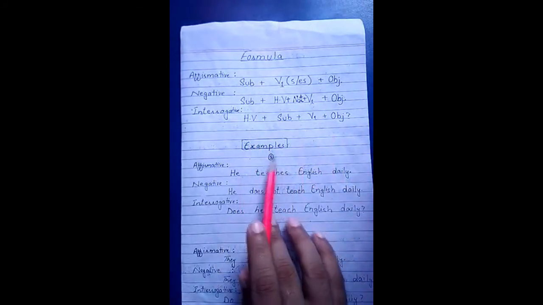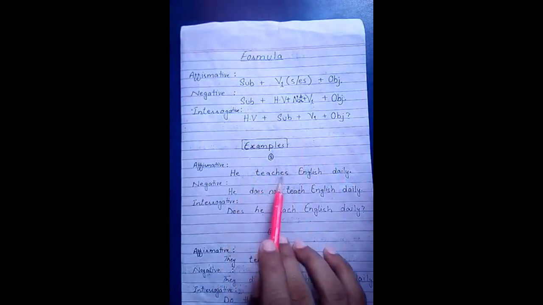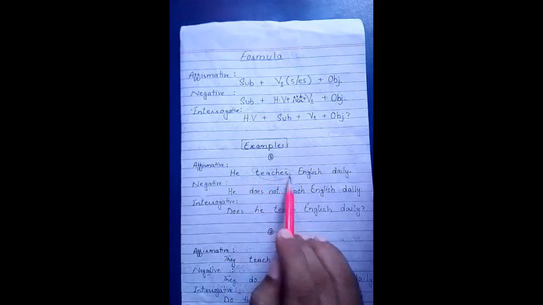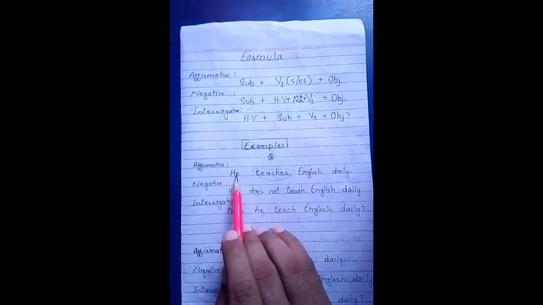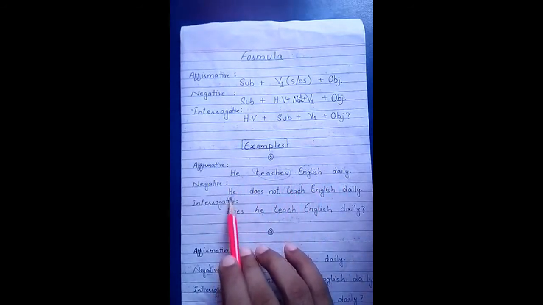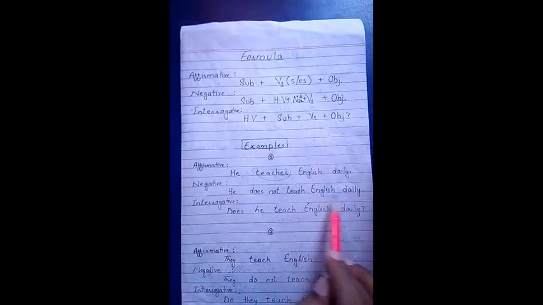So students, you can see the examples. He teaches English daily. In affirmative you can see here teaches. Okay, why? Because when we use third person singular, we use s or es. And when we have third person singular, there we use does helping verb. He does not teach English daily. And interrogative, does he teach English daily?